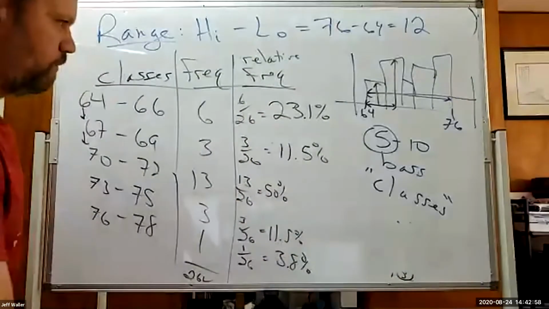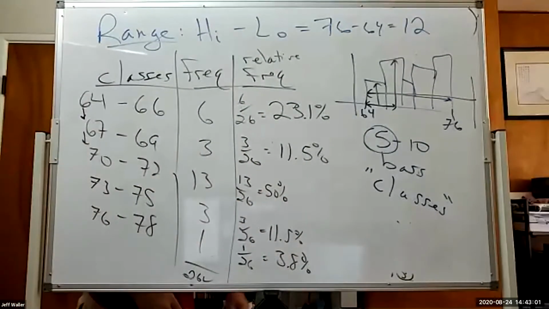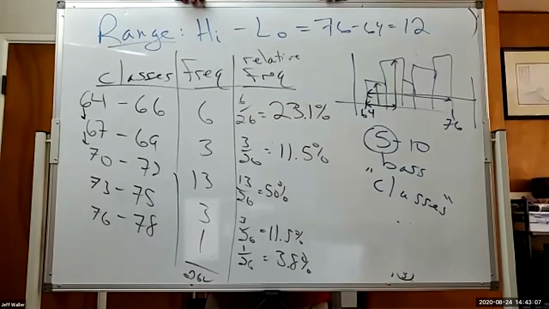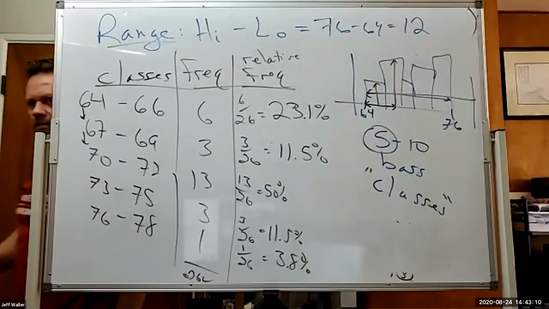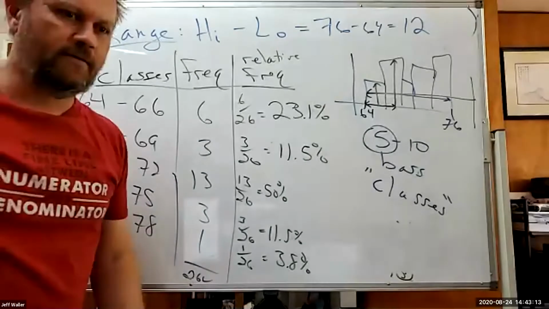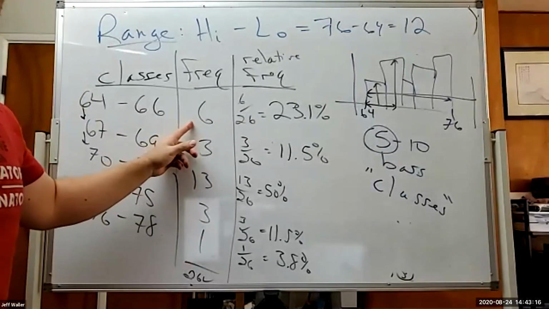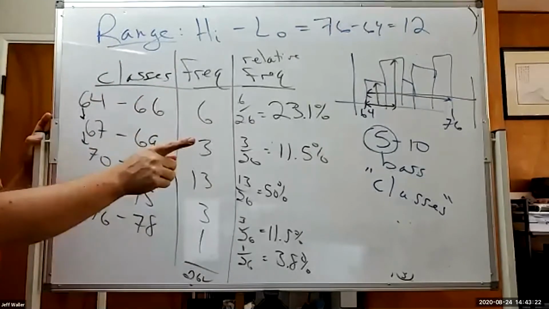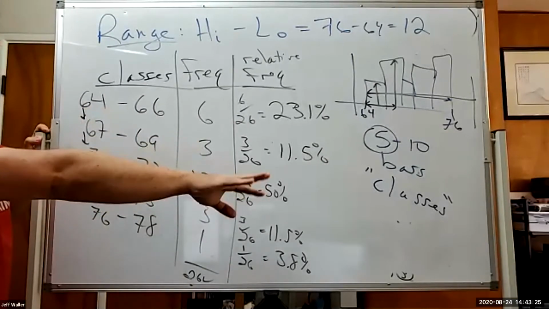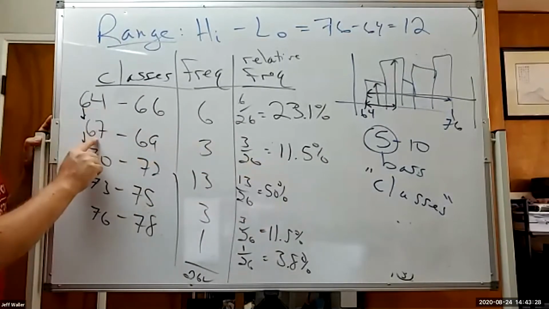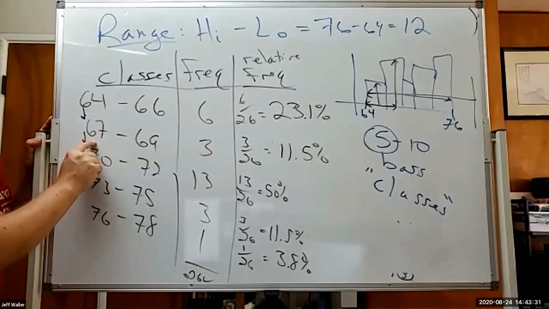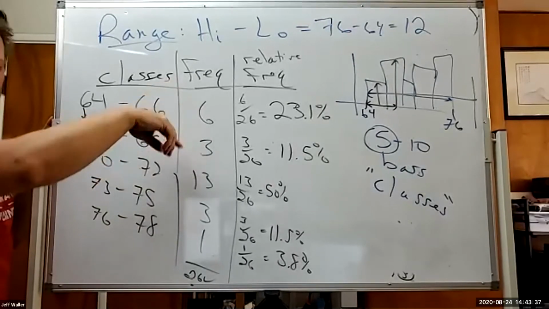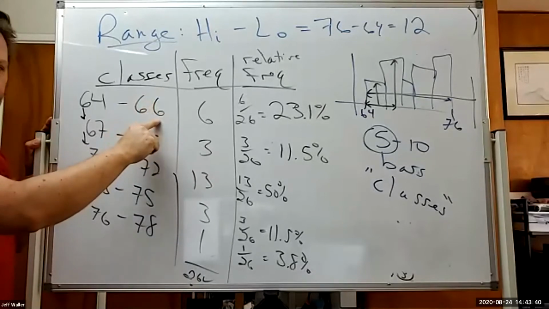All right, let me step back. Can you please explain how you got the numbers in the classes section, how it says like 66, 69? Okay, so again, I started at 64 because that was the lowest data point. The class width is 3. That's what I just erased over there. So where should the next class start? 67, because it's 3. I love it. So this can't be 67 also, or else 67 would have been counted twice. So we make it 66.